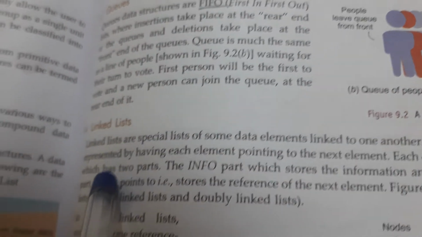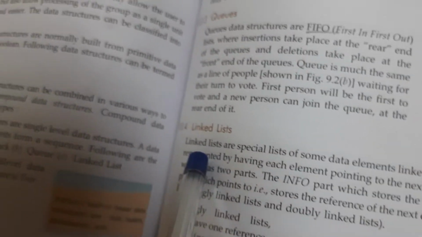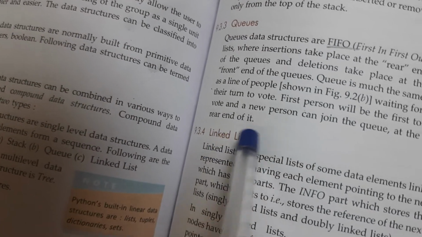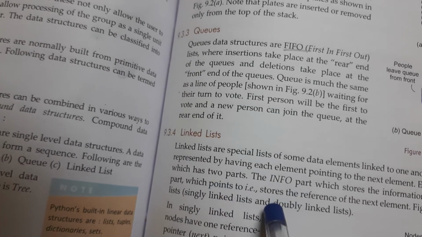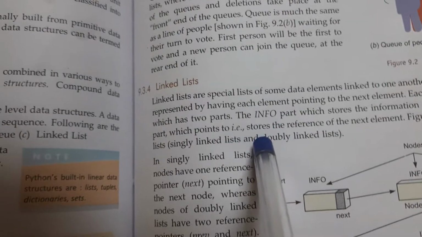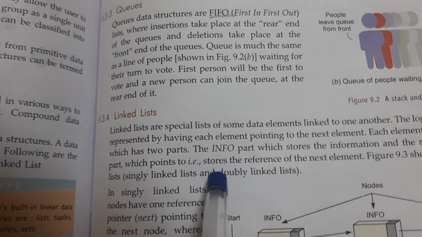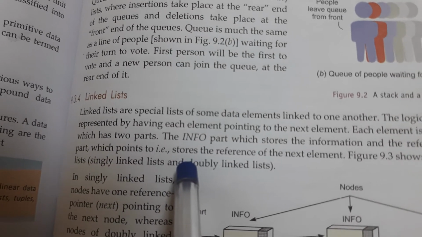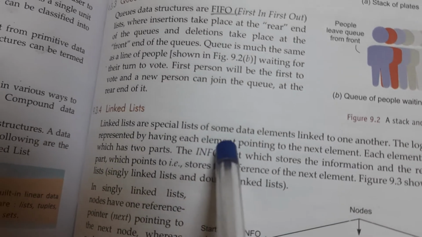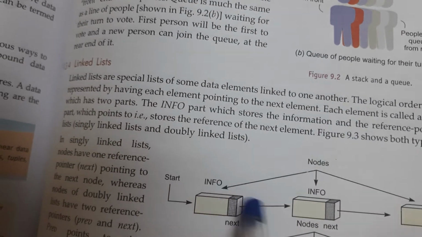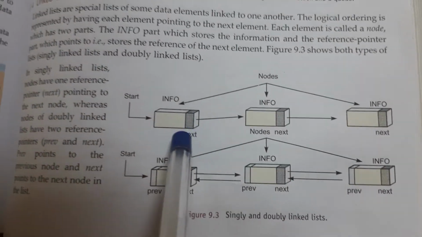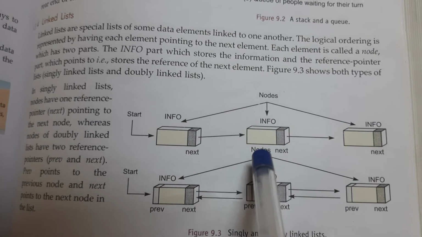And now let's see the linked list. The next one is linked list. We'll see how it is working. I said list means what? Again it's a special list of some data elements, some data elements linked to one another. So how will the link happen? First I want all of you to see the diagram.